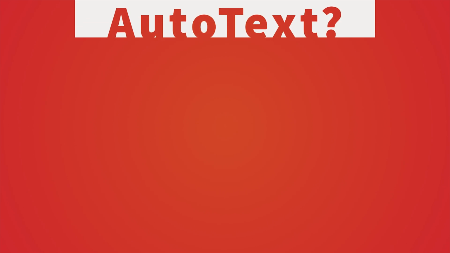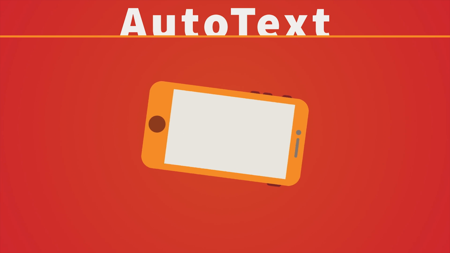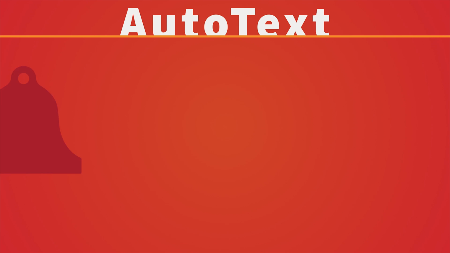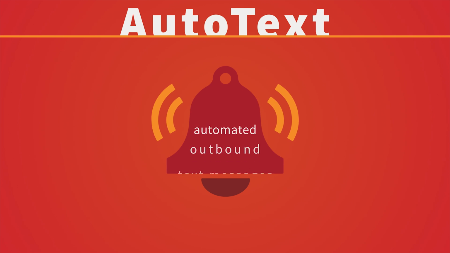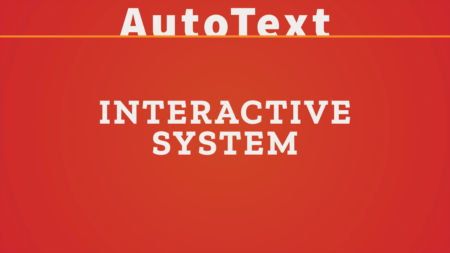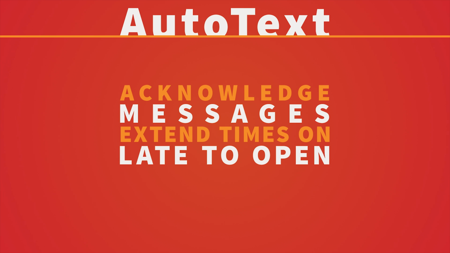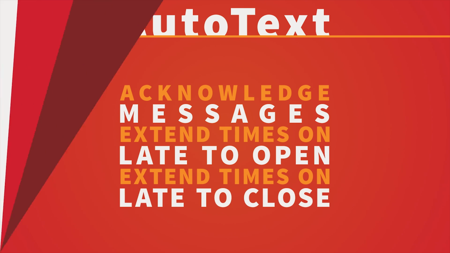Before we get started, let's discuss what AutoText is. AutoText uses SMS technology to enable MANITOU to send and receive text messages. AutoText can manage low-priority alarms by generating automated outbound text messages and offers an interactive system for responses to acknowledge messages as well as extend times on late-to-open or late-to-close events.